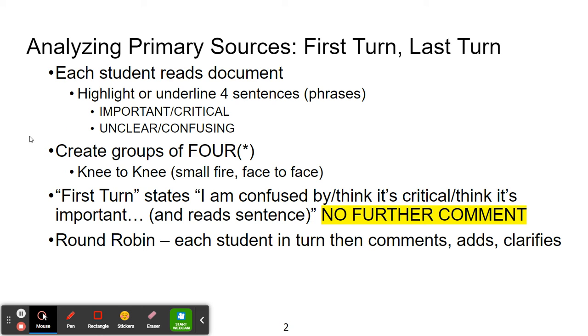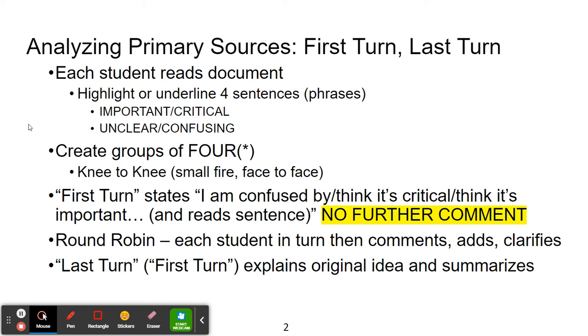Next, the discussion moves round robin to the other students in the group. Each student in turn then has to comment, add, or clarify about that specific sentence that the first turn student introduced. So they might explain why they were confused by it. Maybe it was a vocabulary word. Maybe it was the syntax. They can explain why they think it's important, what they think the sentence means. If they did not highlight the sentence, they can talk about what they think the sentence means at this point now that they've seen it. So it's not required that they had the same sentence, just that they read it and comment on it.